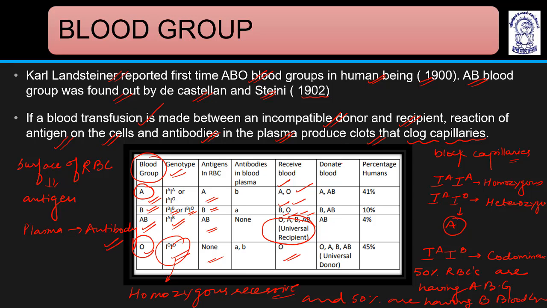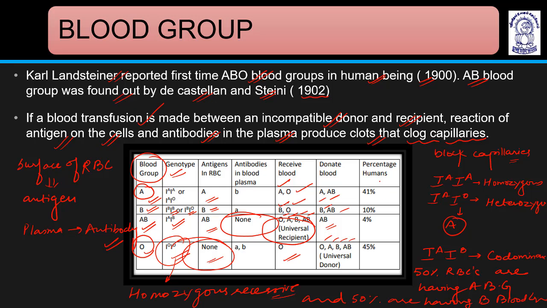Blood group A can donate blood to A and AB. B can donate to B and AB. AB can donate only to AB. And O can donate to anyone because O does not have any antigen. Blood group AB does not have any antibody. Blood group B does not have any antigen.